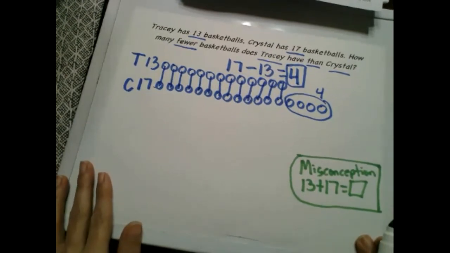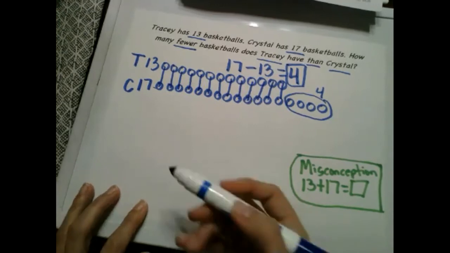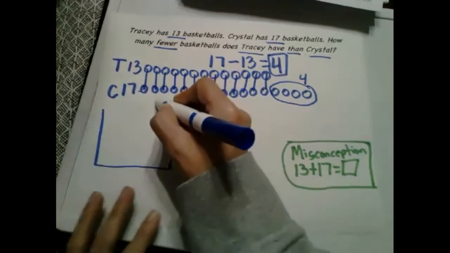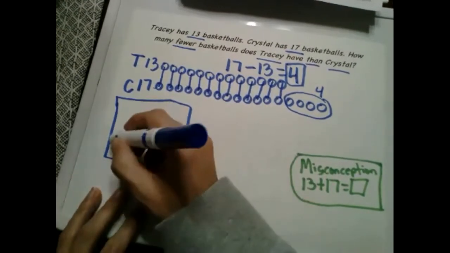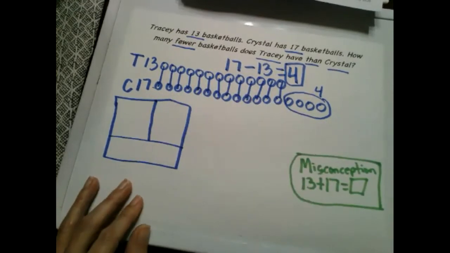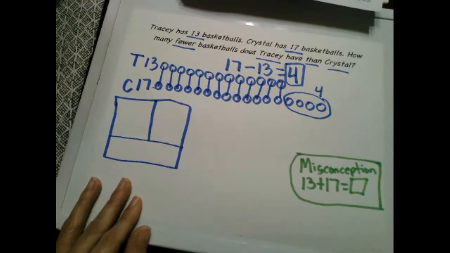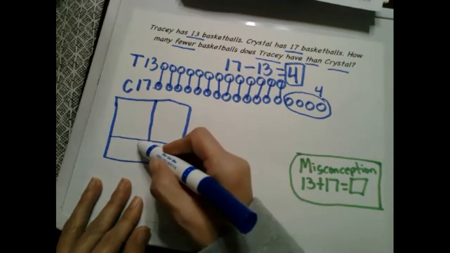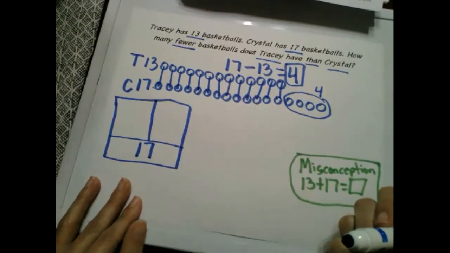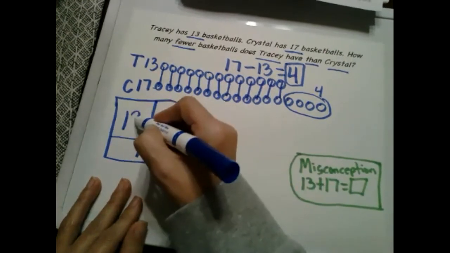I saw some other strategies being used as well. Someone did a part-part whole. And if we're using a part-part whole, what would be the whole? We always know that our whole is our largest number. That's right, our whole would be 17. What would be the part that you know? That's right, it would be 13.